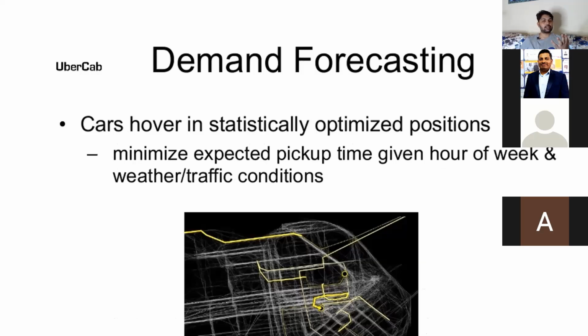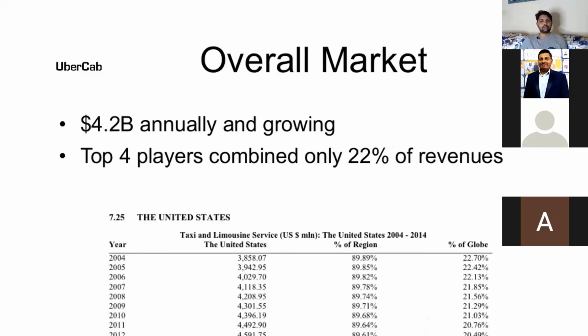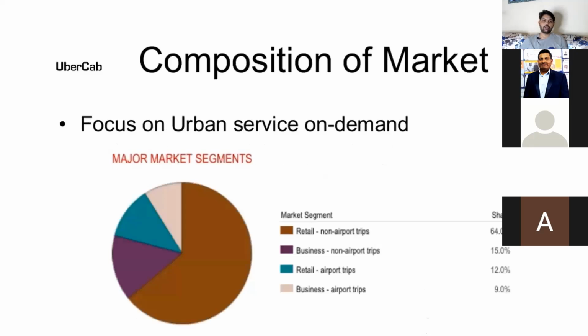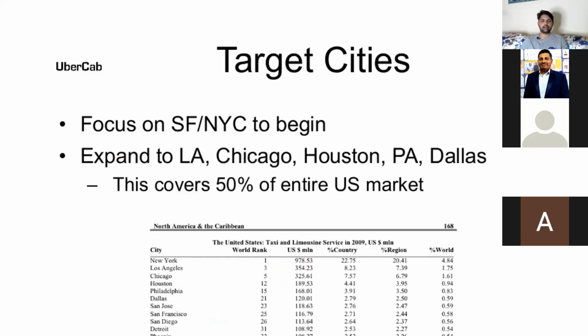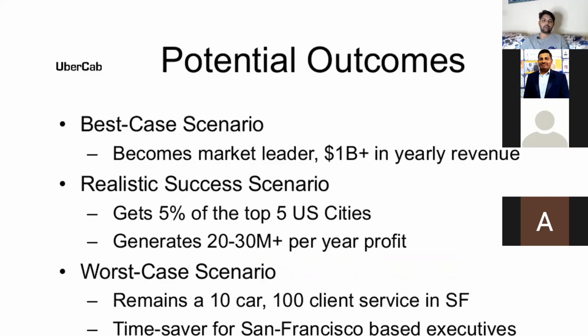Demand and forecasting is again the market potential, how much they can get and how much money they can make from it. Overall market, again the market size, what the overall market is and how they are going to explore it, the composition of the market. Again, it is part of the market strategy, how and where they can place themselves in the market. Target cities will be like the expansion plan, or where they are starting. Potential outcomes, best case scenario.